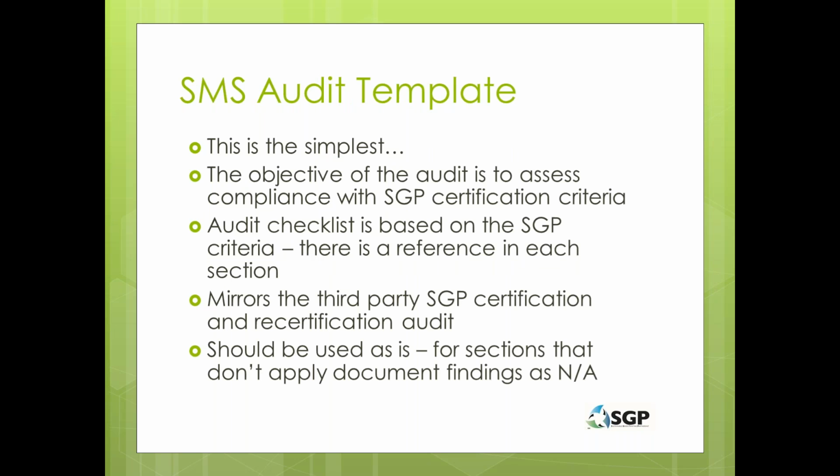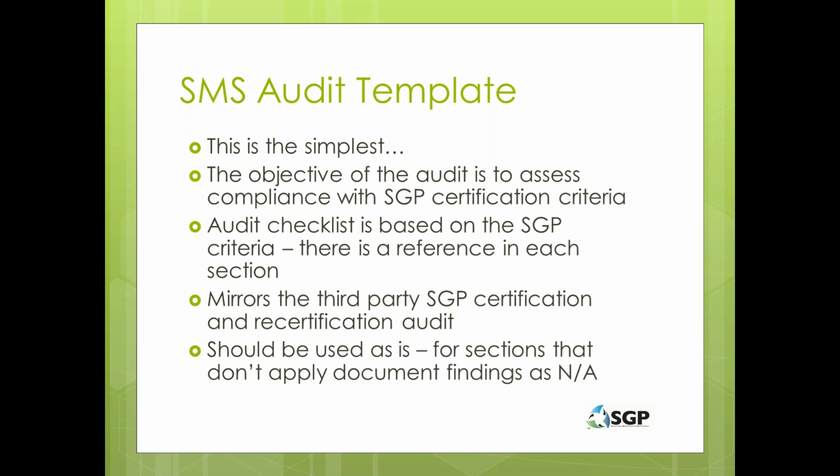So the first one I'm going to talk about is the SMS Audit Template. The SMS audit is the activity that you would do at the end of the year, the very last activity, apart from management review. So this is the audit where you'll look at everything in your sustainability management system, compare it to the SGP certification criteria, look for evidence that you've completed all of those activities in the year, and document it, and then identify where the gaps and the opportunities for improvement are.